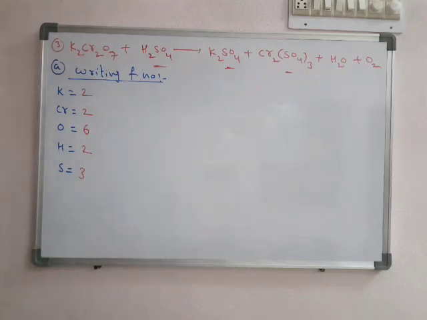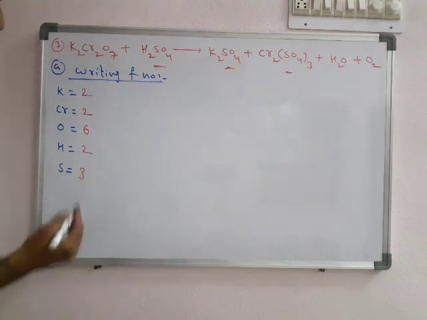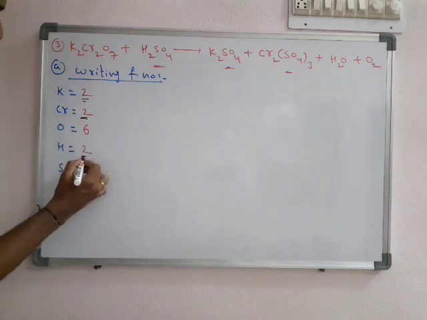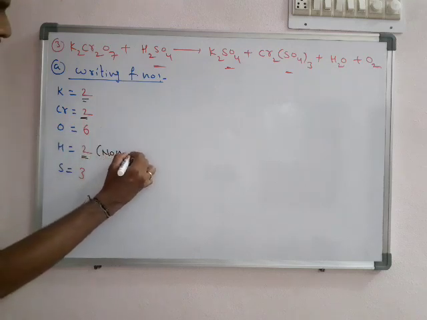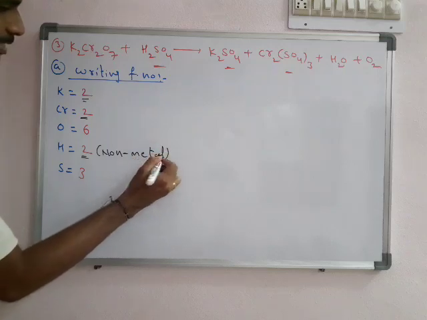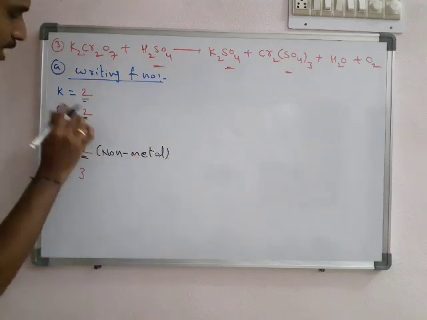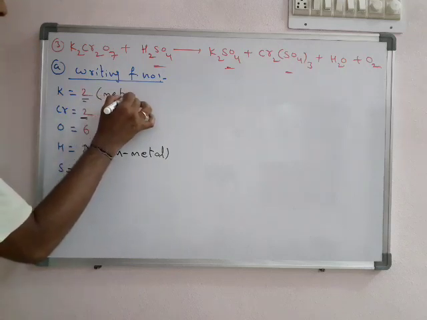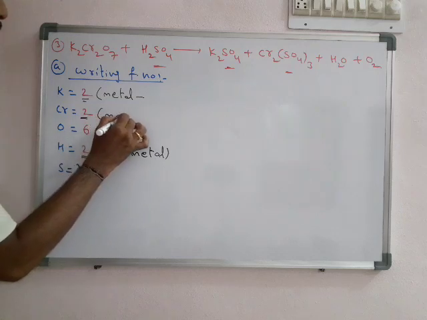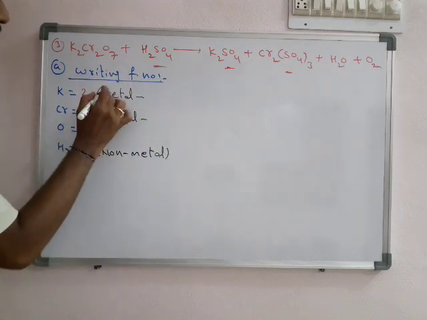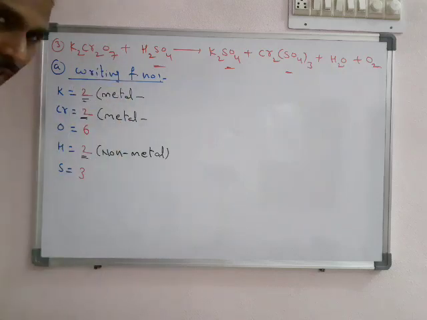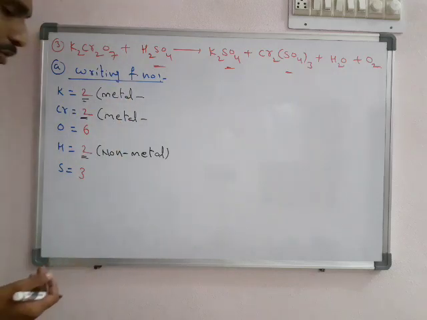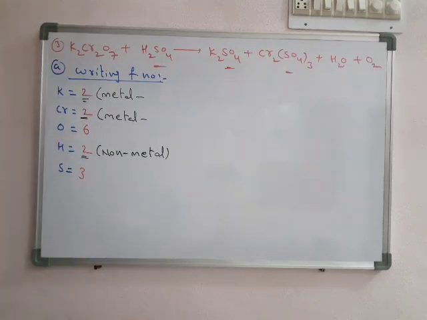But how to balance? We know that first we select the least number. The least numbers are potassium, chromium, hydrogen. Hydrogen, no problem with it, it is a non-metal, so non-metals come in second choice. But here potassium is also a metal, chromium is also a metal. Now we need to choose one of them, so we need to follow the atomic number concept.